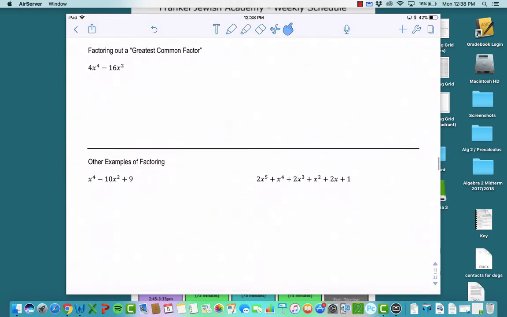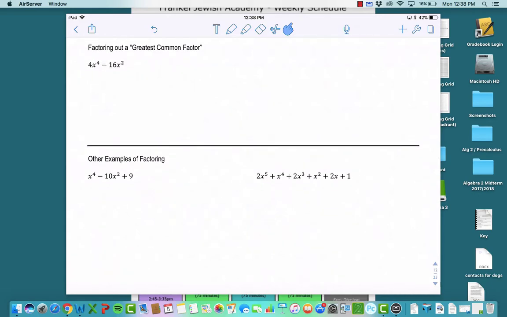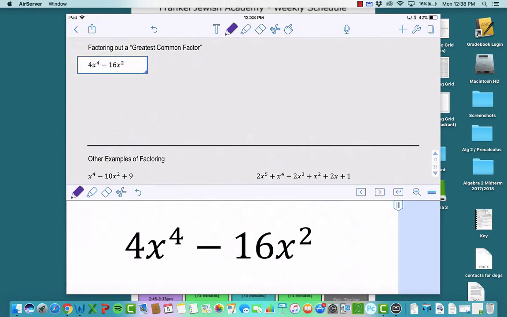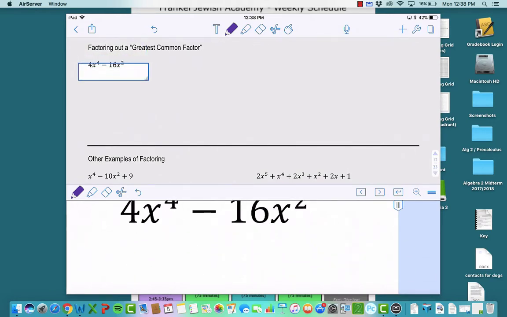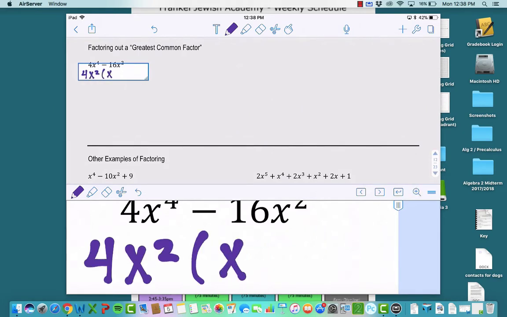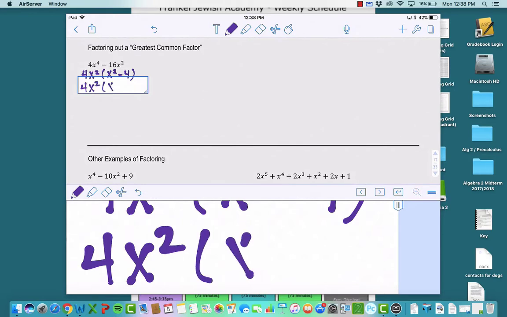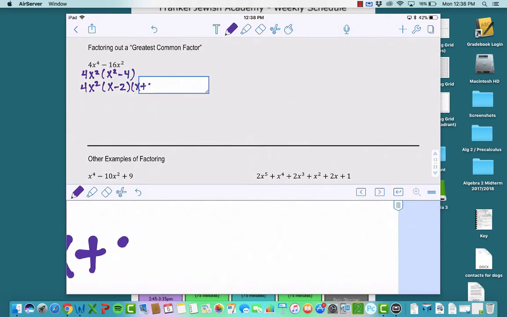Next would be factoring a greatest common factor out. And if I'm looking at it, I see that they share a 4x squared, so I'm going to pull that out first. And I'm left with x squared minus 4. I notice that I snuck yet another difference of squares in there. I like sneaking those in there. So this also factors to x minus 2 and x plus 2.